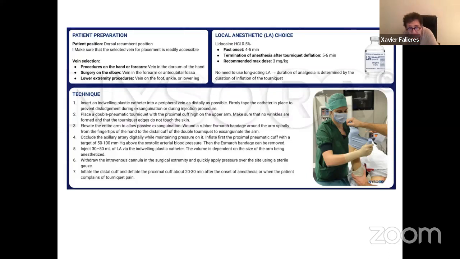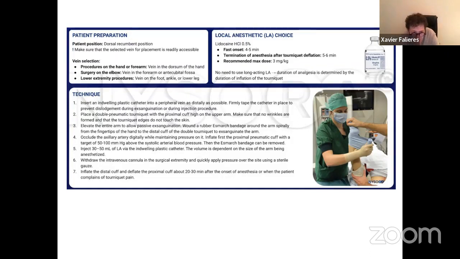After some minutes, mostly 20 minutes, the patient will feel some discomfort with the proximal tourniquet, and then you can invert. Inverting means that you inflate the distal cuff and deflate the proximal cuff. It will give better comfort for the patient. They won't feel the tourniquet anymore. So I would say this is a very, very useful technique.